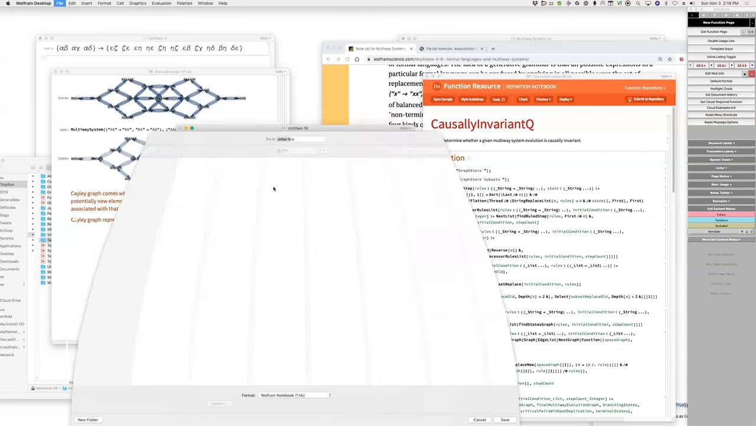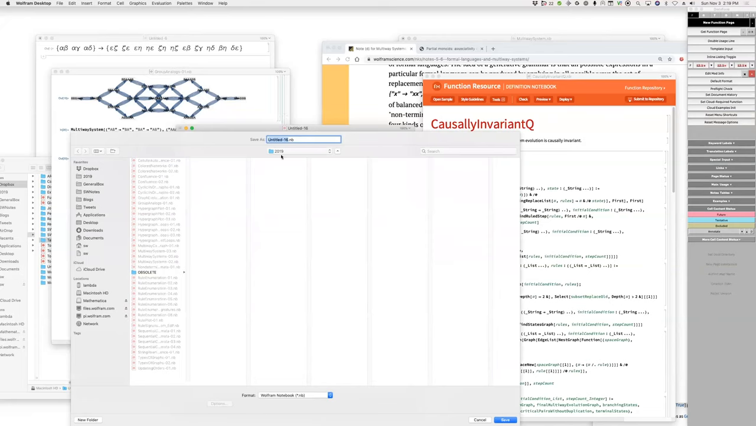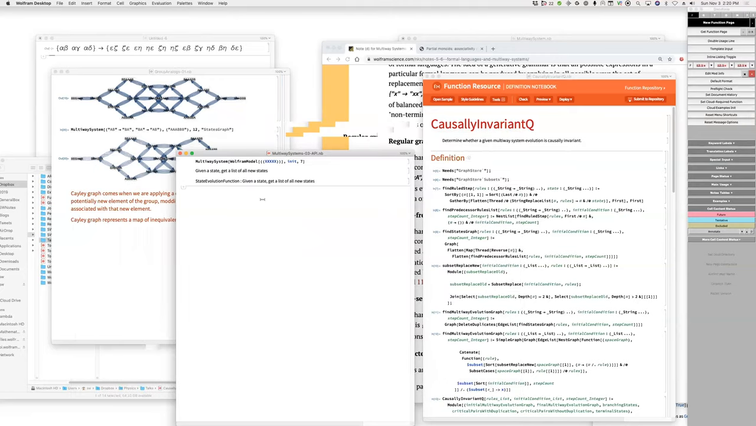We need, okay, hold on a second. I got multiway systems 02, so let's call it multiway systems 03-API. Okay, so next thing is a state equivalence function. Given two states, are they equivalent? Right? Right. Well, actually, probably what we want is a state union function. I mean, that's a subcase of the state union function. Correct?